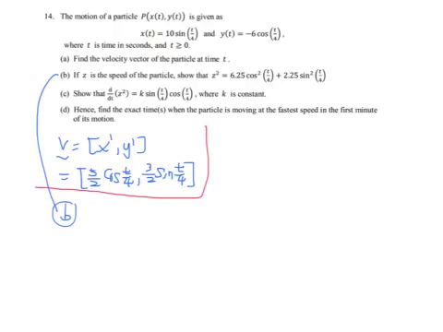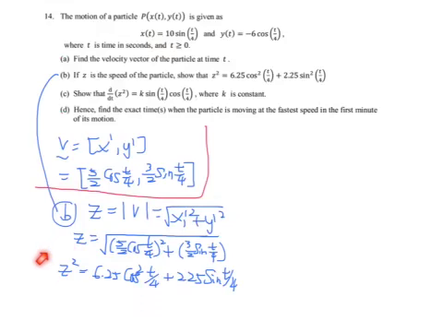This is also very straightforward. If z is the speed, z is the absolute value of the velocity vector, which means we have the square root of x prime squared plus y prime squared. After you have performed the manipulations and simplification, you should arrive at this. And z squared is just, squaring both sides will give you that, 6.25 cos squared plus 2.25 sine squared. Oops, I missed the square. Okay.